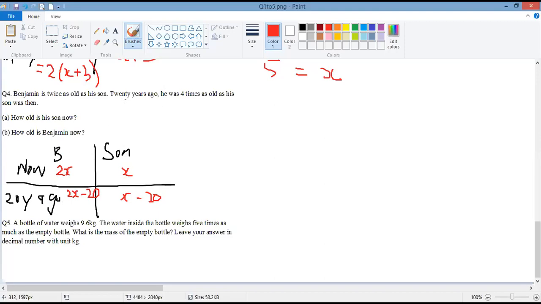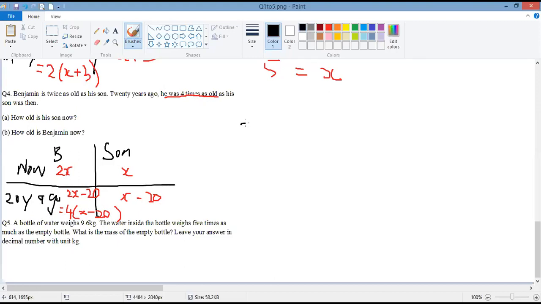Okay, then now you can look at the second sentence. 20 years ago, he was 4 times as old as his son was then. So 20 years ago, Benjamin's age is here. It also can be 4 times his son's age. So 4 times his son's age will be x minus 20. So you look at here, you get an equation. Since you have an equation, you can solve it already.